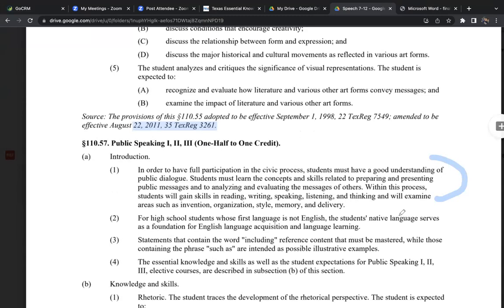And so students, in order to be able to do that, they have to understand concepts and be able to do skills related to public speaking in order to analyze and understand or evaluate people's messages, speeches.